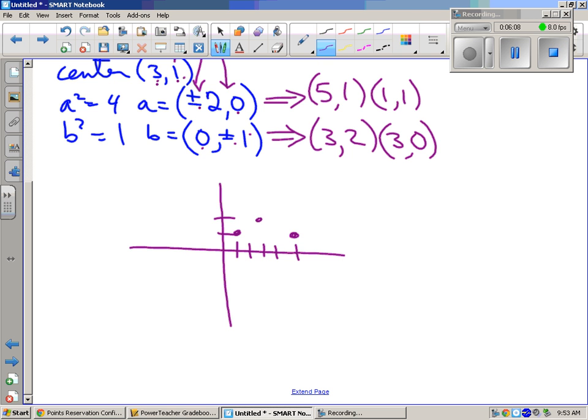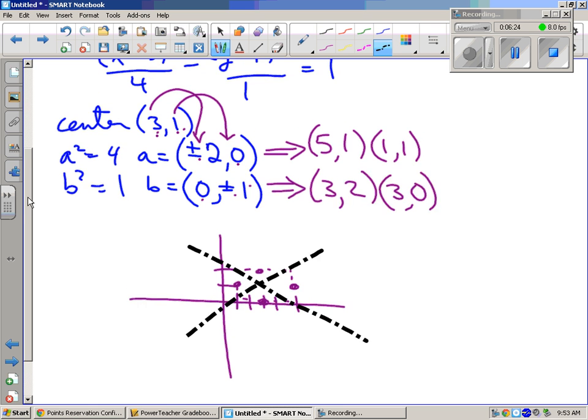3 and 2 is here. 3 and 0 is here. And we draw our little rectangle around that. And I'm going to draw some crisscross lines in here to help me guide. Now what was listed first, let's go back up here.